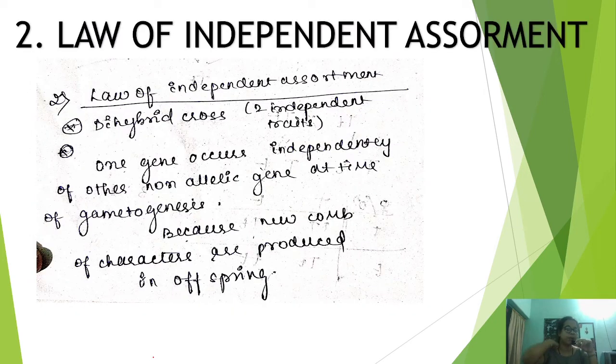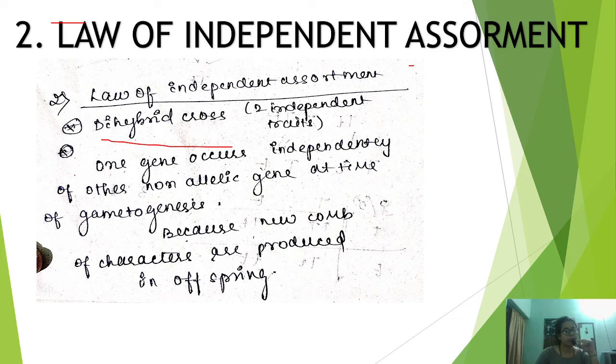The second law, the law of independent assortment, states that in this cross he used a dihybrid cross. Dihybrid means two independent characters, let's say one for the color and another for the shape of the seed. One is the color of the seed, one is the shape of the seed; these are the two different traits. So he took the two different traits and made a dihybrid cross.